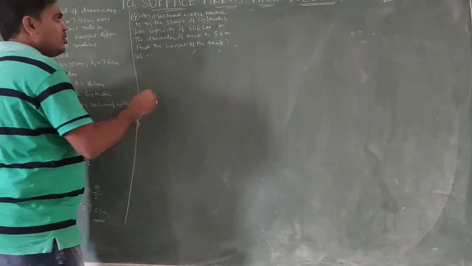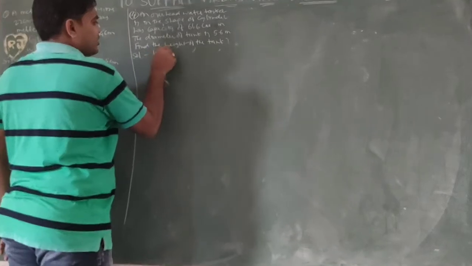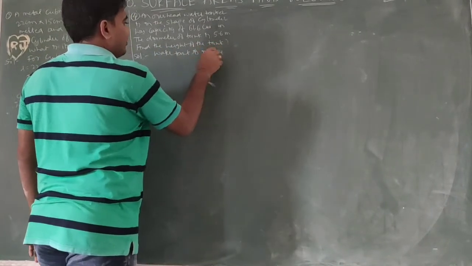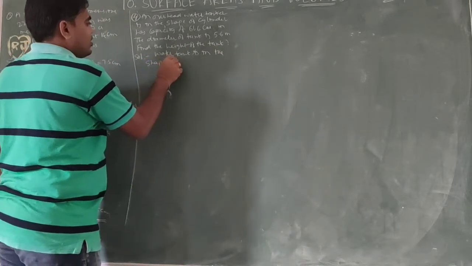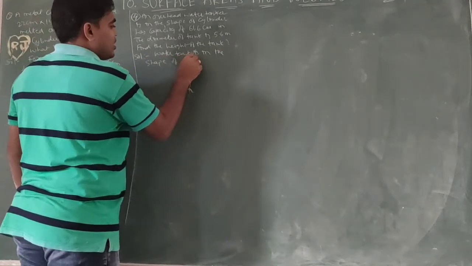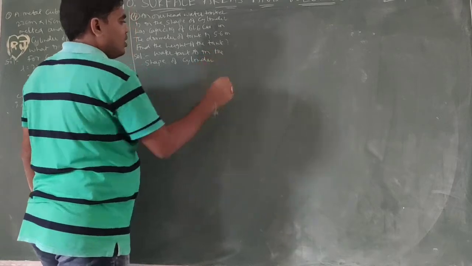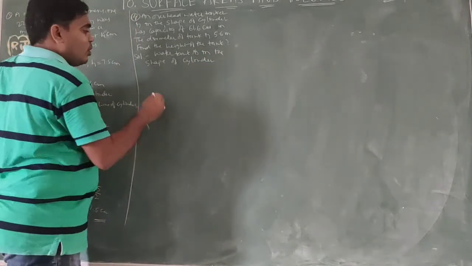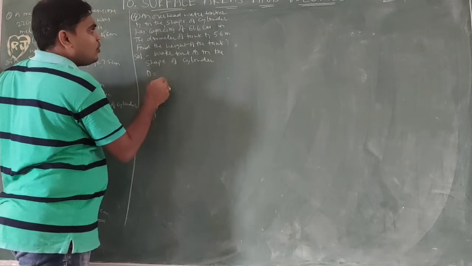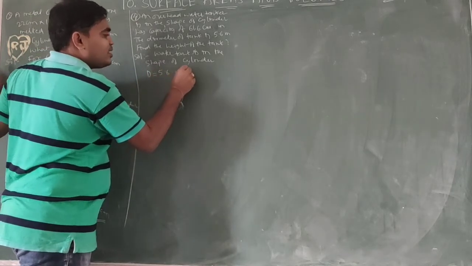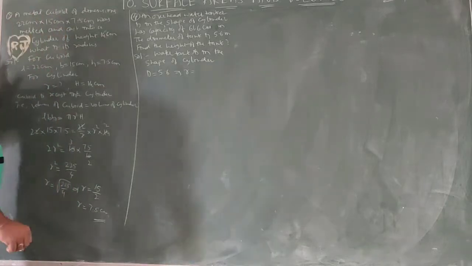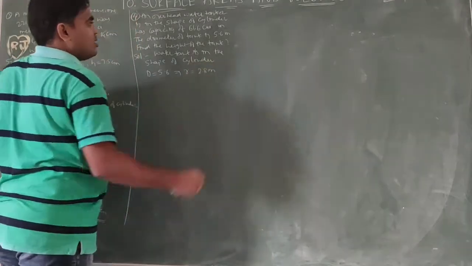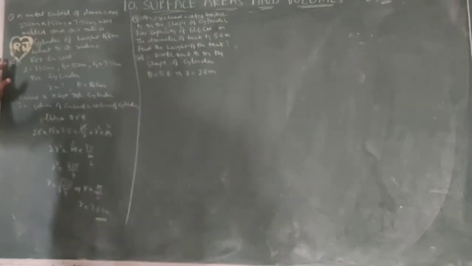So the water tank is in the shape of a cylinder. Now, the diameter d is equal to how much? 5.6. The radius will be half of the diameter, 2.8 meters. So r equals 2.8 meters.